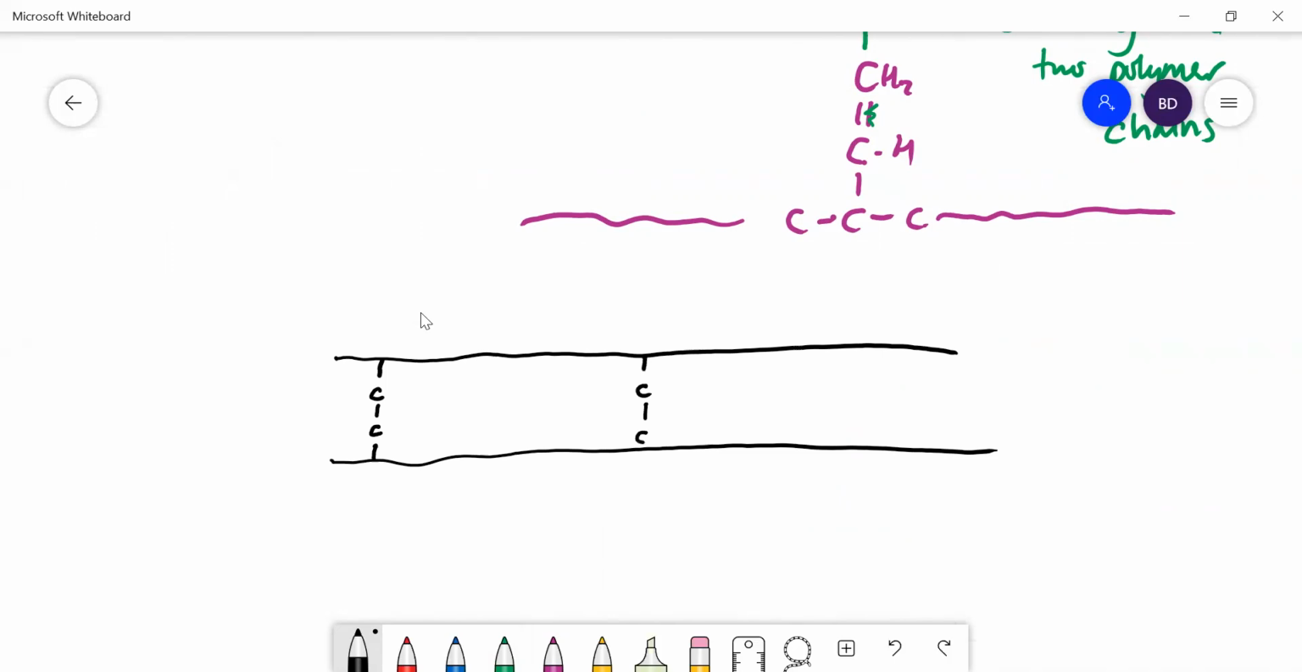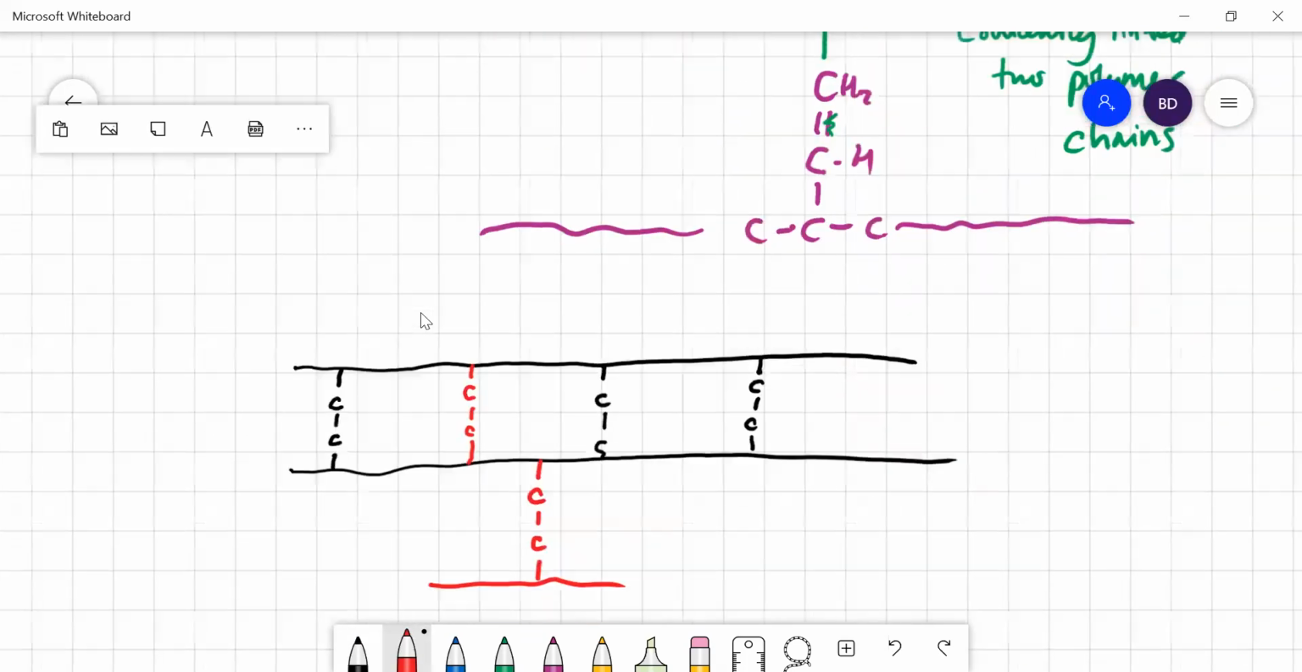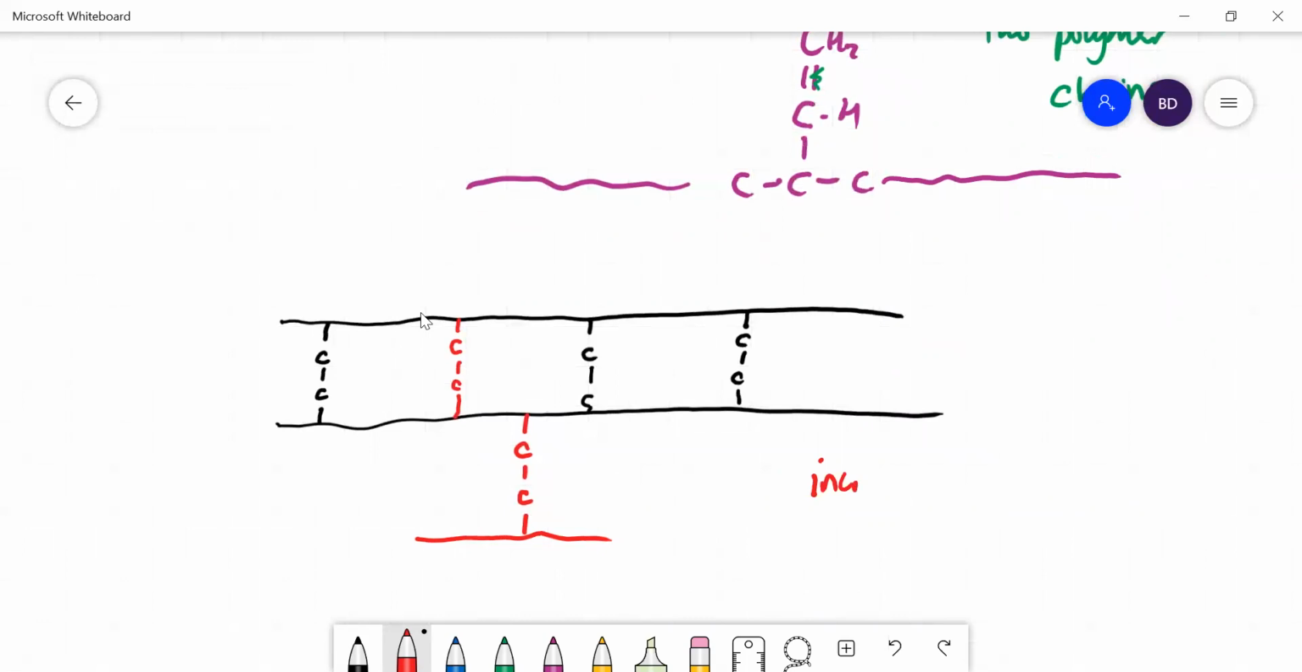Every now and again you've got that. If you wanted to make more covalent cross-linkages, you would make the polymer even stronger. Don't forget you could have ones coming off to another polymer here. You'd make it even stronger. How can you increase the number of cross-links?